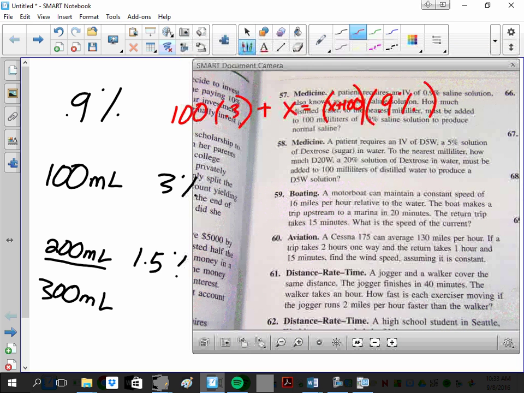Does that make sense? We'll now go back to code green. All squares.